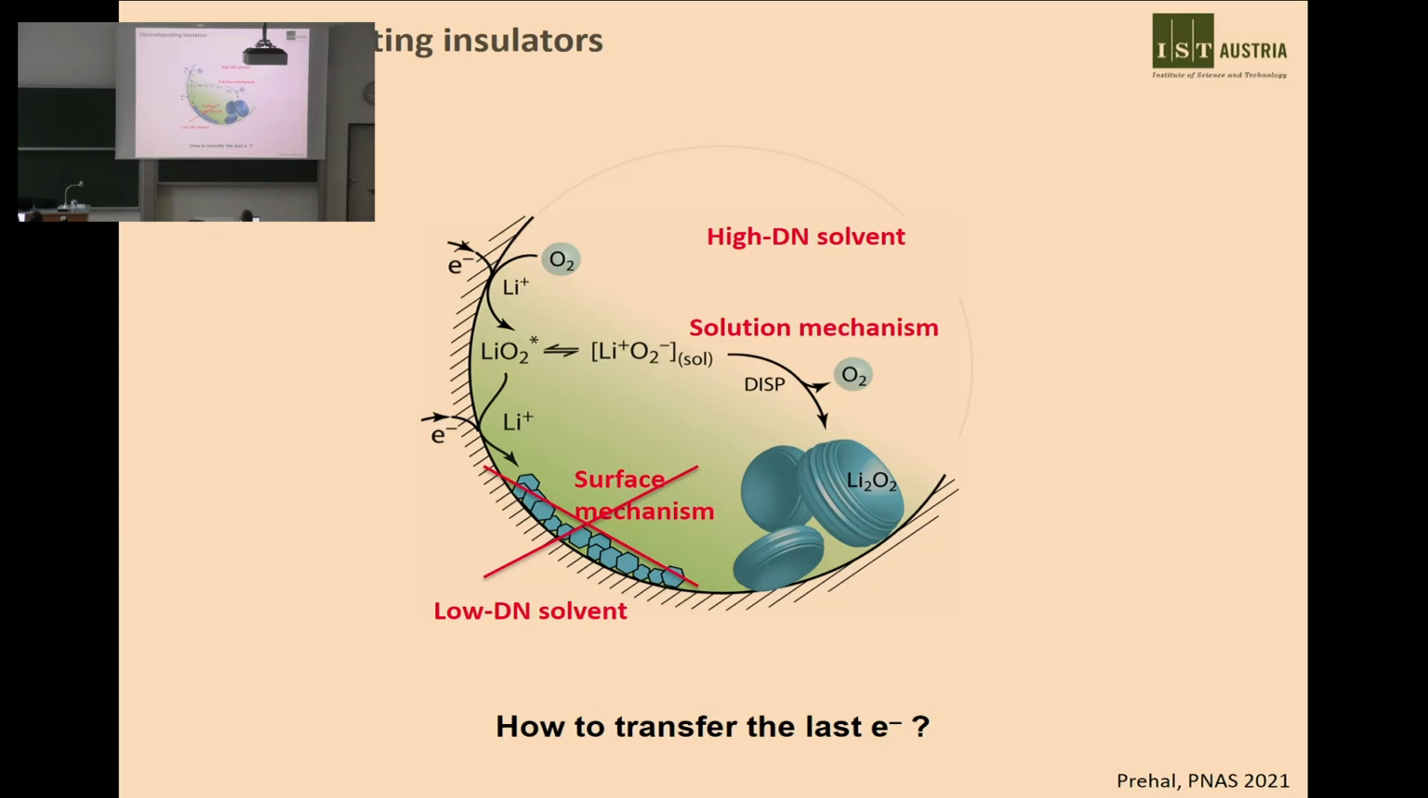And we are currently looking into sulfur electrochemistry, which is a very promising battery chemistry, and there you have a similar mechanism both on discharge and charge. So on discharge you're forming lithium sulfide, on charge you're reforming solid sulfur. And also there, our current understanding is that the last electron is always transferred by disproportionation.